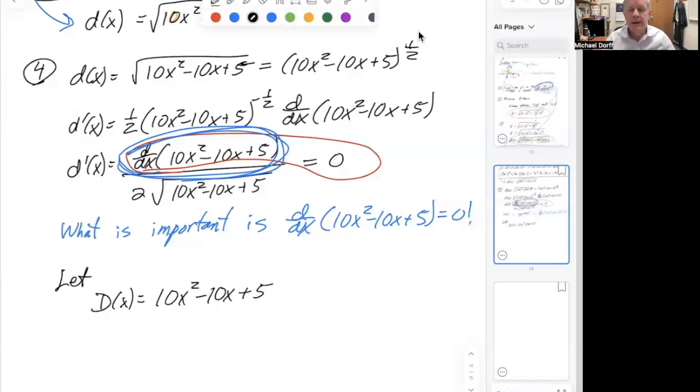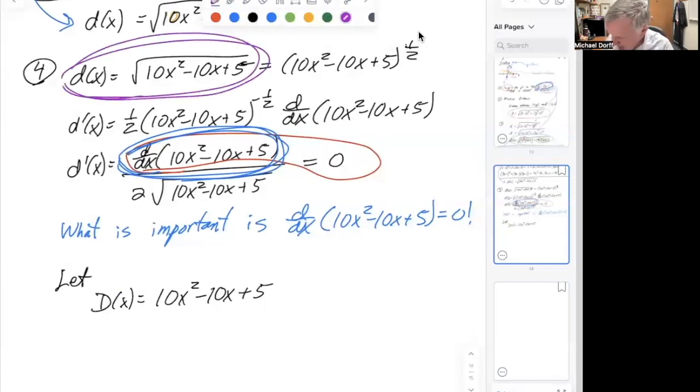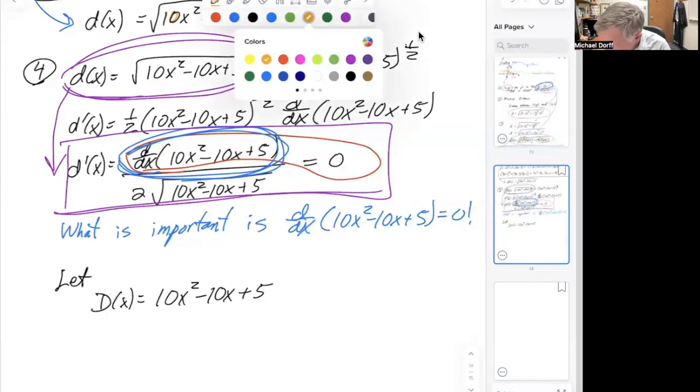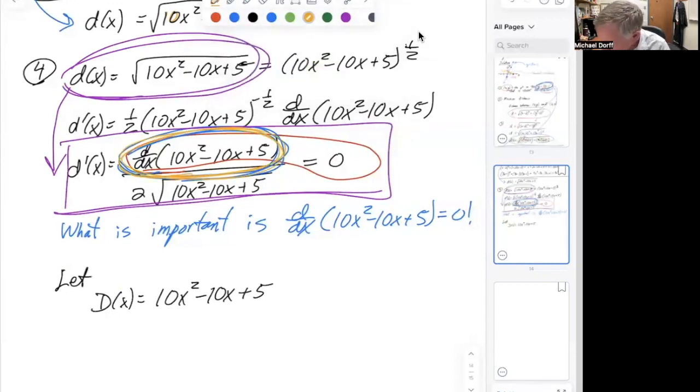Let me re-say all this. If we take the small d, which is this one with the square root that I'm circling in purple, and we go through this process, what do we end up with? We end up with this result here. And what is important when we're finding the critical number? The important part is that the numerator equals 0. What is that numerator? It's just the derivative of what's inside the square root. So we don't have to take the derivative of the small d, we can just take the derivative of what's inside the small d, and that is what we've written here as capital D.